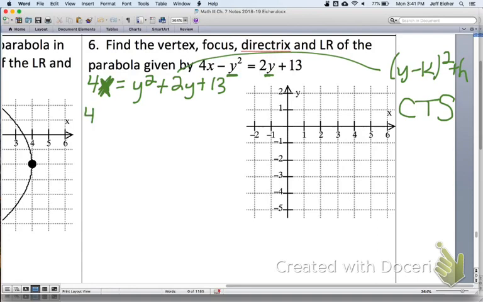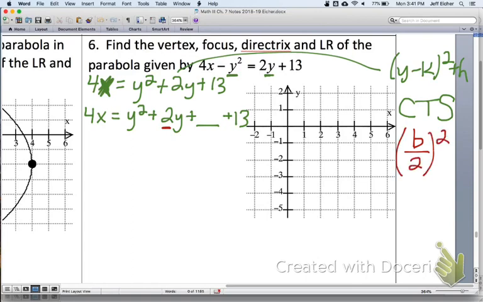So the way that I like to write it is, we'll just rewrite that 4x. I'm going to write the y squared plus 2y, needed the 2 in there, plus blank, plus 13. The 13 is kind of in my way, so I just want to shift it over a little bit. And to complete the square, we're going to take this number, which we call the b, divide by 2, and square it. And that'll tell us what to put in this spot right here. So we can form a perfect square trinomial, so that when we factor it, it'll look like y minus k squared. So what number do we want?